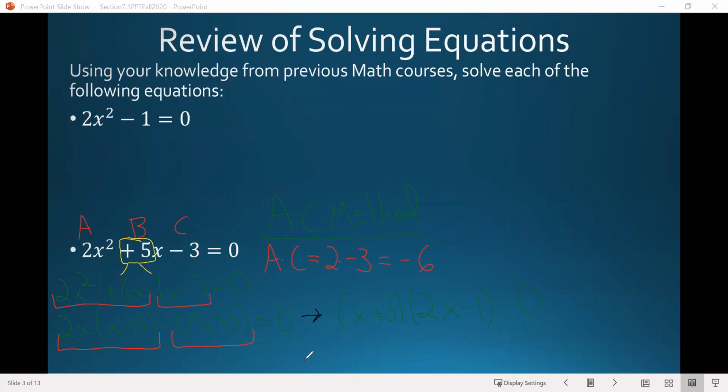And now we have this factored. So we've written 2x squared plus 5x minus 3 as x plus 3 times 2x minus 1. We again take each of these pieces and set it equal to 0. So we'd have x plus 3 equals 0, 2x minus 1 equals 0. We solve each of those. In the first one, we get x equals negative 3. In the second one, we get x equals positive 1/2. And that's it. Now we're done.